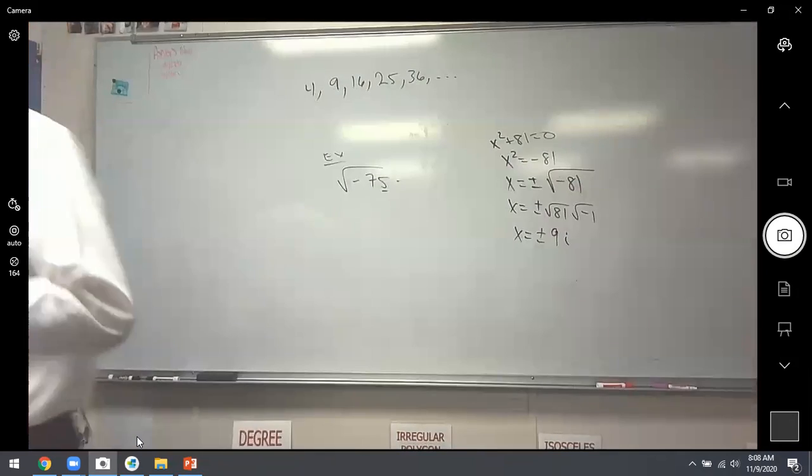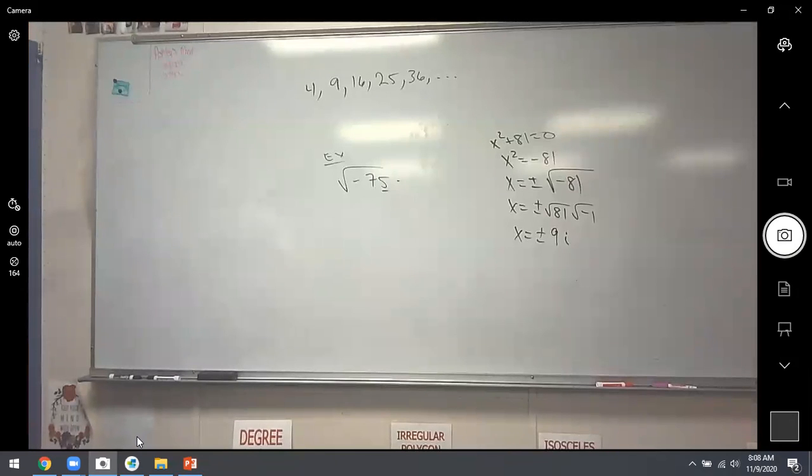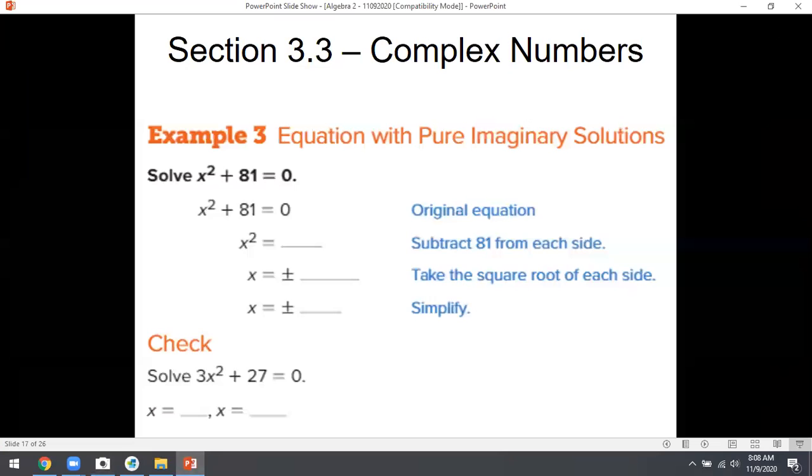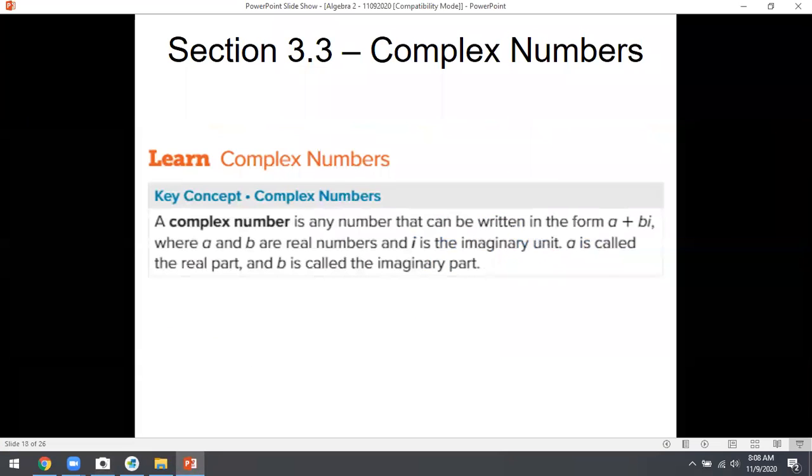They're not real. You would never see this cross anywhere on the axis. If you graph this thing, you would see no real spots. That makes this 0. Nonetheless, there are imaginary spots. They occur at +9i and -9i. So there you go. Okay, take a minute, write down this definition real fast.